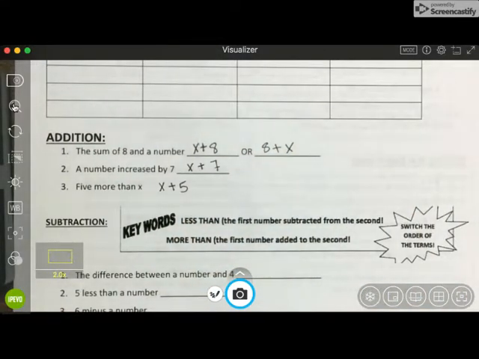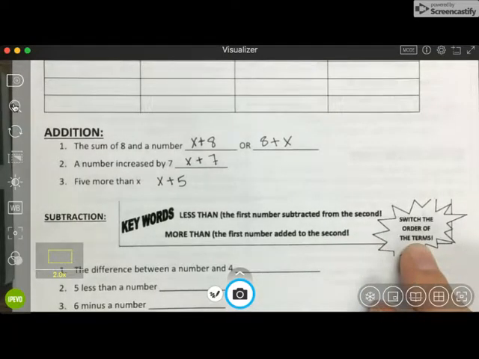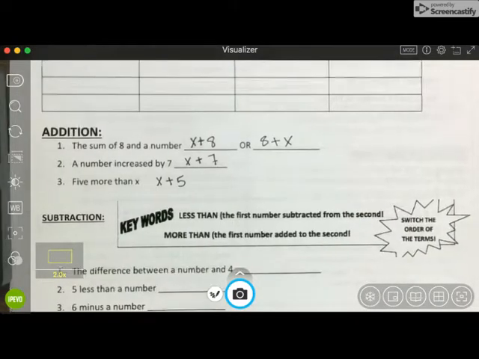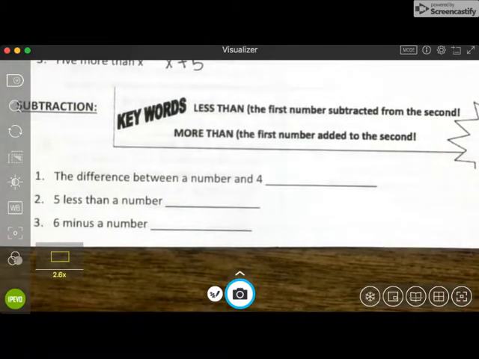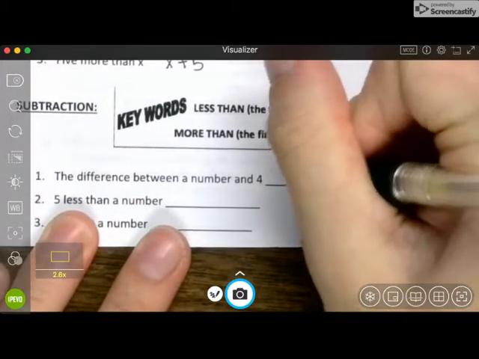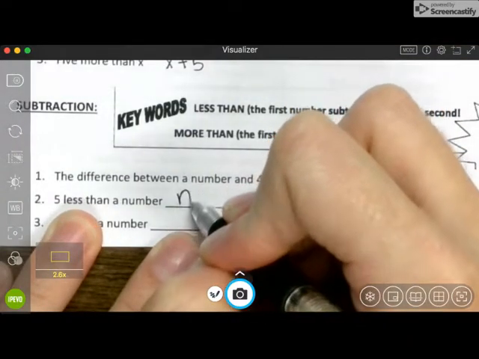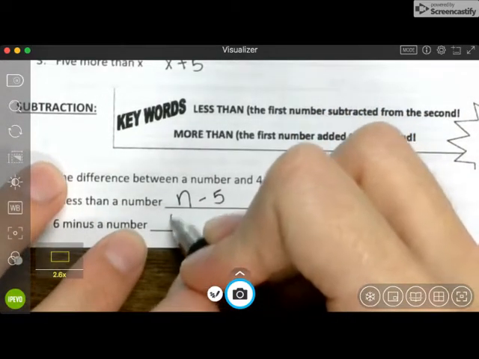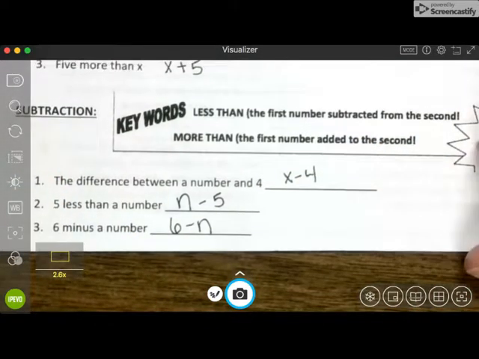Okay, so look at right here. It says keywords, more than, the first number added to the second. Switch the order of the terms. For less than, it says the first number subtracted from the second. So I'm going to zoom this in a little bit more. And we're going to look at the difference between a number and 4 will be x minus 4. 5 less than a number is going to be n minus 5. 6 minus a number is 6 minus n. And then we're going to look at the second page of notes. Okay?